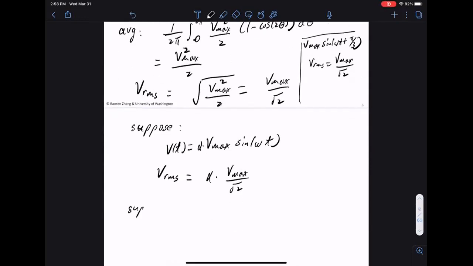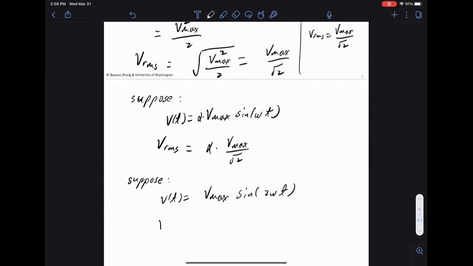Now let's look at this interesting case. Suppose this is Vmax, and now I double the period. Let's say I do this. Then what is the RMS? Right, so this actually happens.